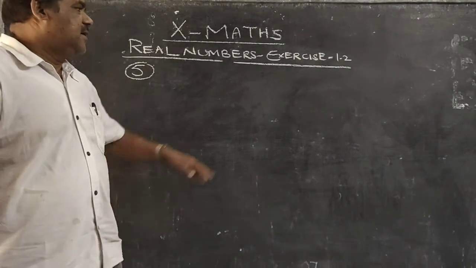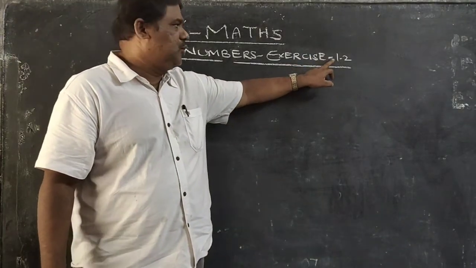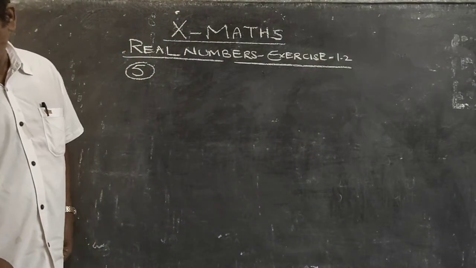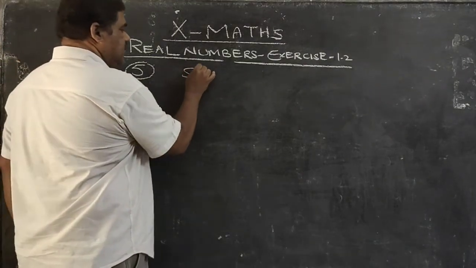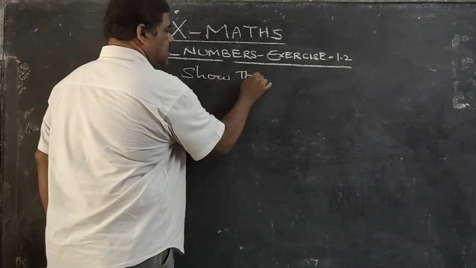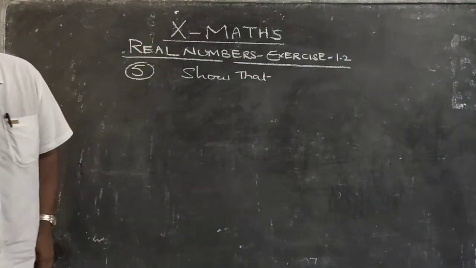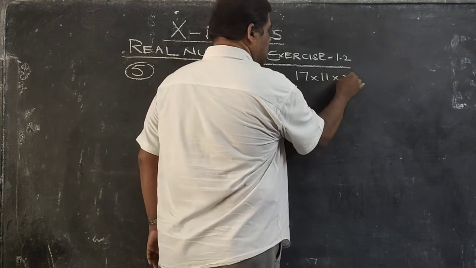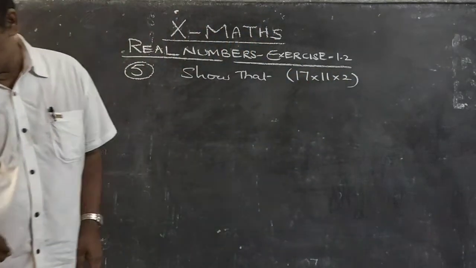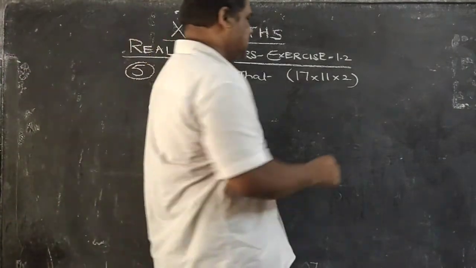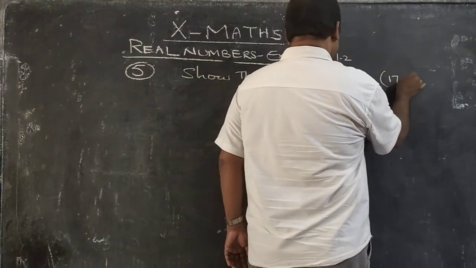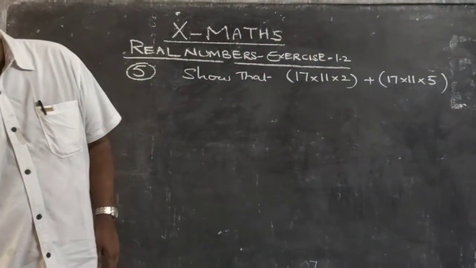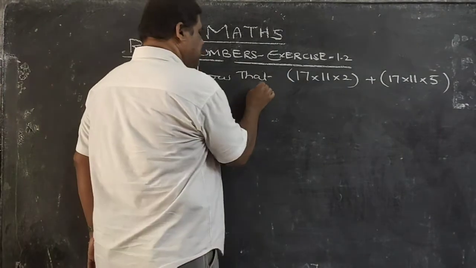So in the real numbers chapter, yesterday we started exercise 1.2. Only one problem is left in this, that is question number 5. Show that 17 into 11 into 2 plus 17 into 11 into 5 is a composite number.